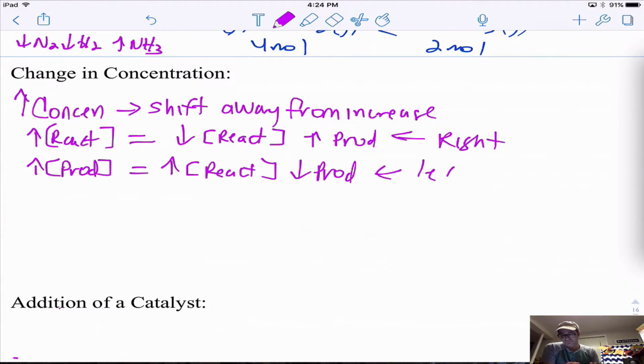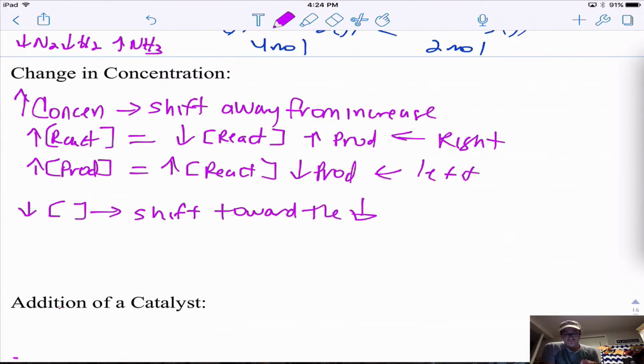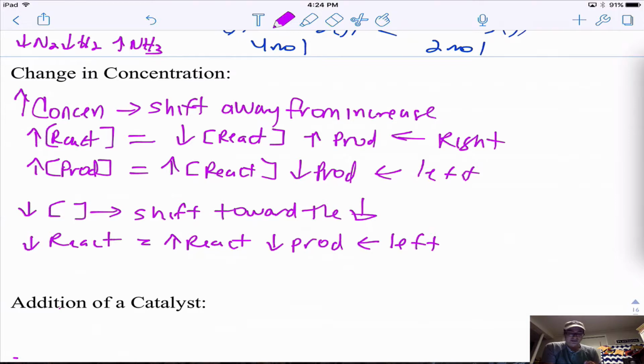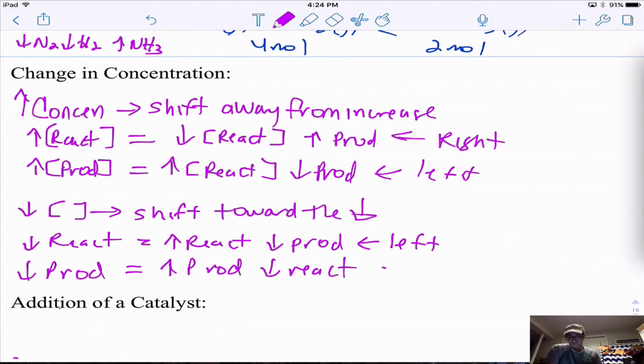This is a shift to the left. If we decrease concentration, then we shift toward the decrease. So if we decrease reactants, it will result in an increase in reactants, and a decrease of products. And we would shift to the left. If we decrease the products, then we would have an increase in products, a decrease in reactants, and we would shift to the right.